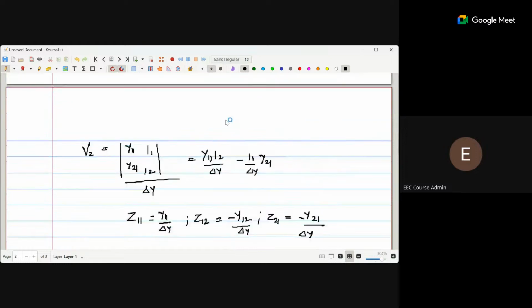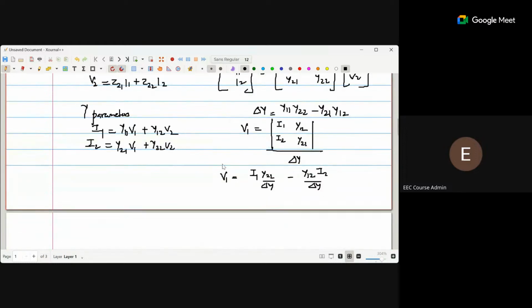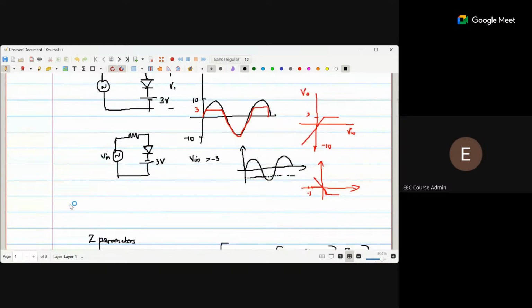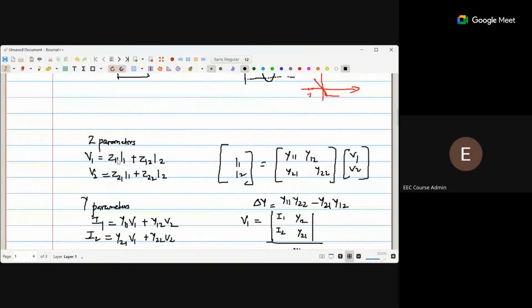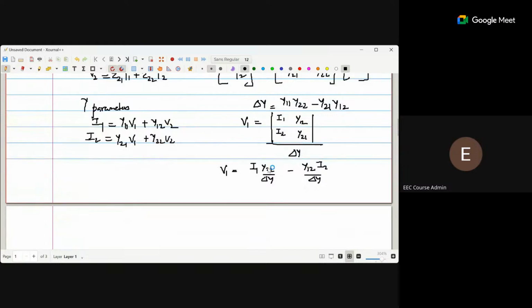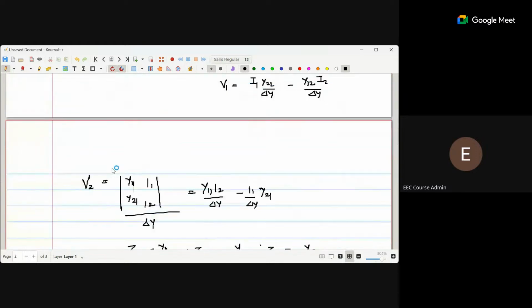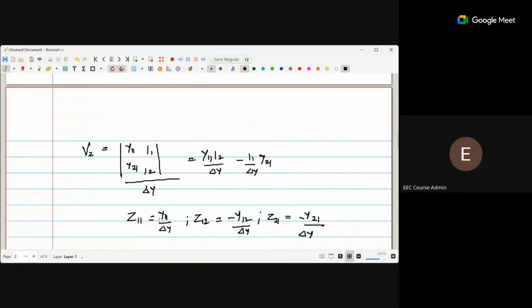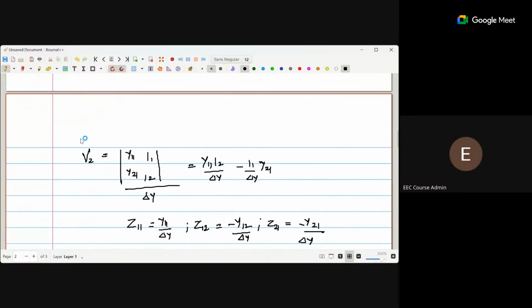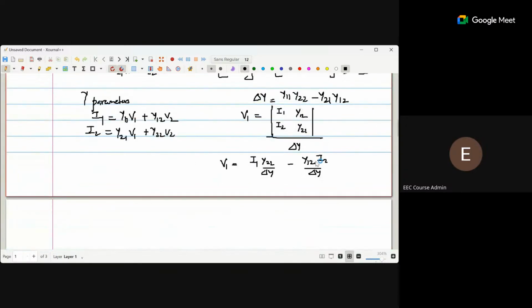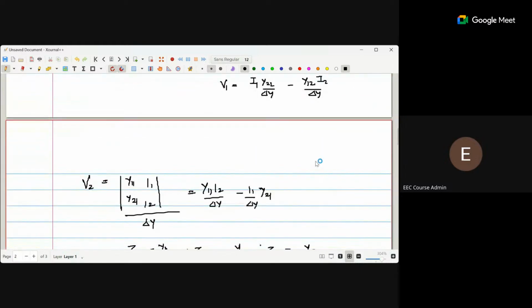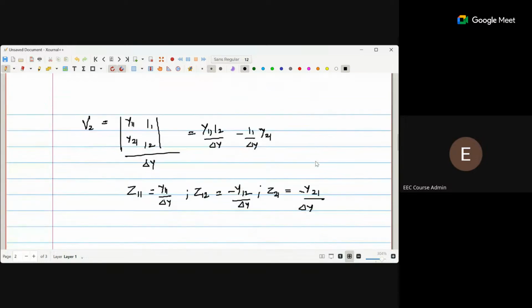Correct. Compare this expression for V1 with this one. So you will have the coefficient of I1 here Y22 by delta Y. So that is Z11. So Z11 will be Y22 actually here. Correct? Y22 by delta Y. Similarly, here what you have, I2 coefficient is minus Y12 by delta Y. So comparing this, you will get Z parameters in terms of Y parameters. Similarly, in this way, you can find the other way also.